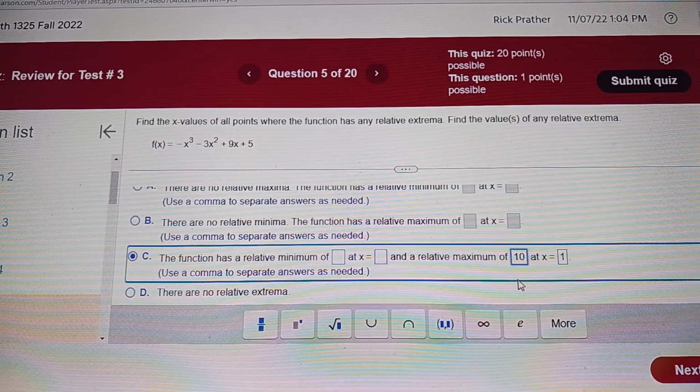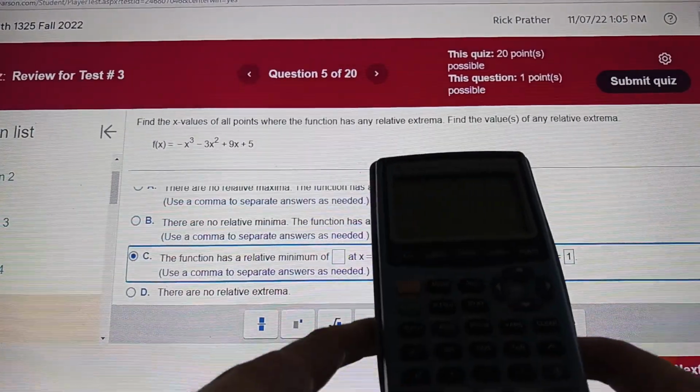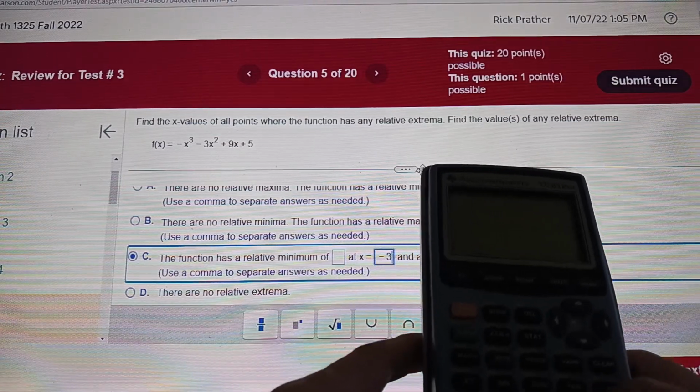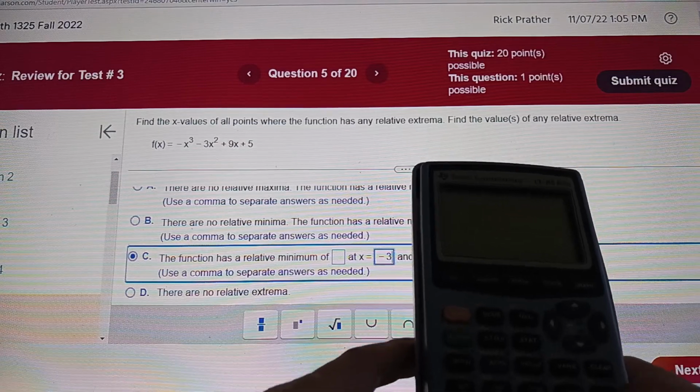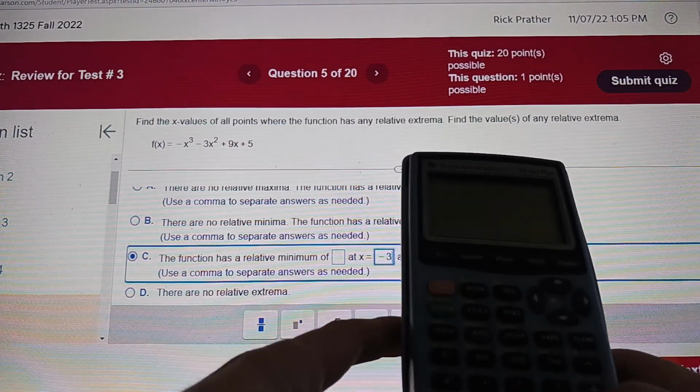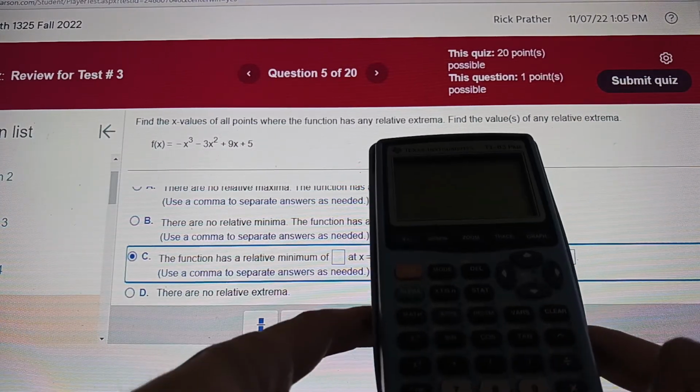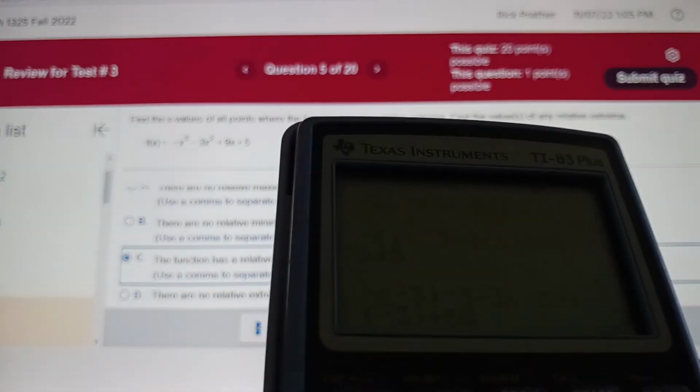This is what helps us do section 5.4 when we're graphing these things, if we know the locations of them and the values of them. Then there was a minimum at negative 3, so plug negative 3 into all these x's. Negative negative 3 raised to the third minus 3 times negative 3 squared plus 9 times negative 3 plus 5. Plugging in negative 3, I get a negative 22 answer.